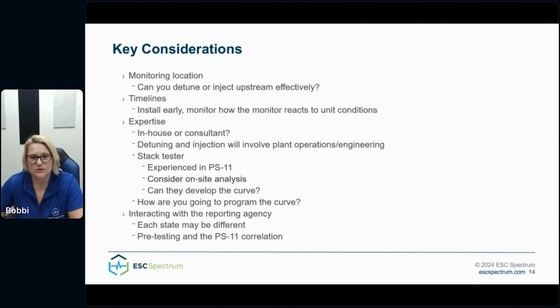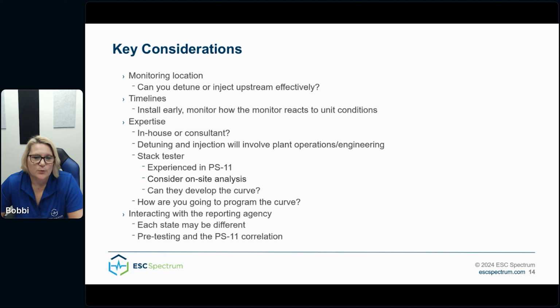Detuning and injection will involve plant operations and engineering. Involve them early on in the process. Talk to your stack testers. Are they experienced in PS11? Can they help you develop the curve? Consider on-site analysis. This will allow you to review your correlation progress real time and make adjustments as needed. Highly recommend that you do this if possible.